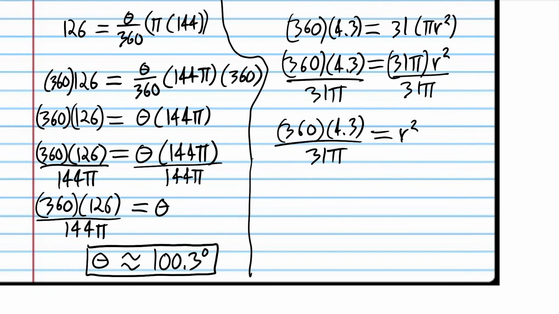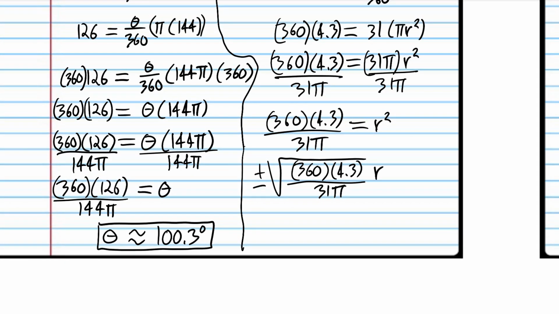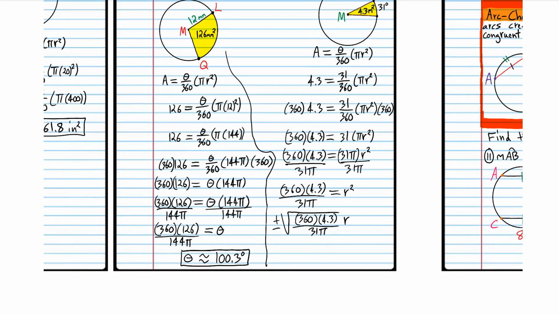And we now have r squared. We don't want r squared. We want r. We want the radius. So we have to get rid of that square. To get rid of a square, you do the opposite, which is square rooting. So we have the square root of 360 times 4.3 over 31 times pi. And it would be plus or minus, but we don't really need the plus or minus, because obviously a radius cannot be a negative number.